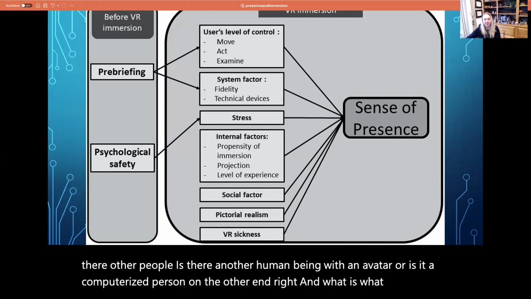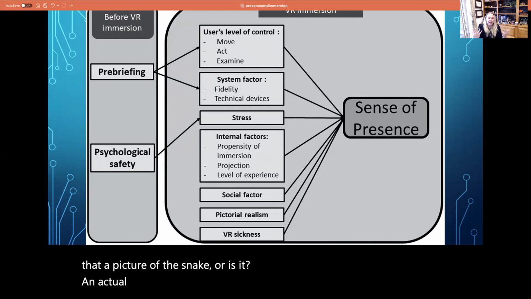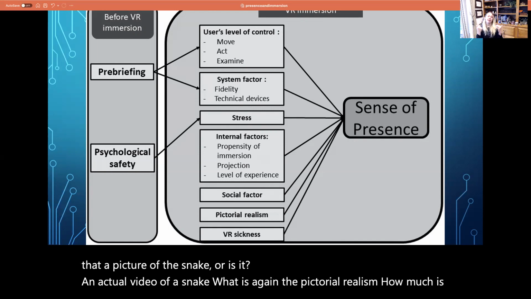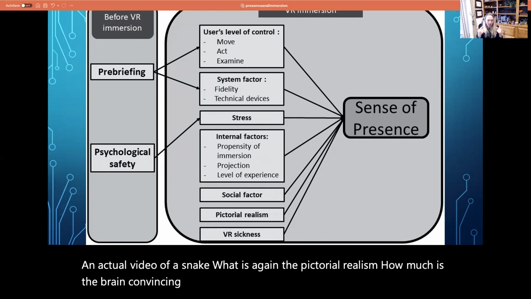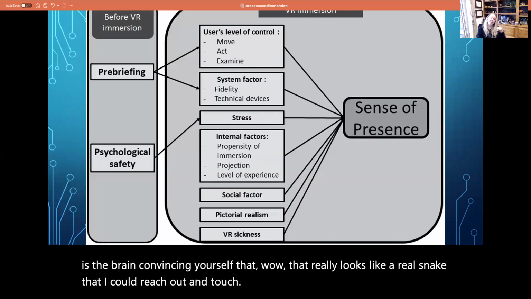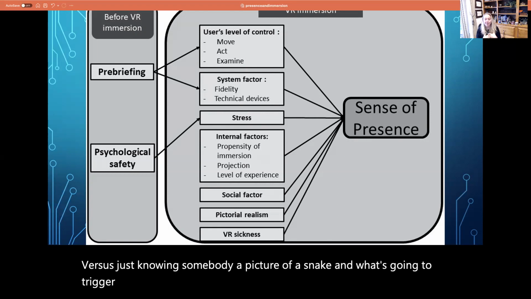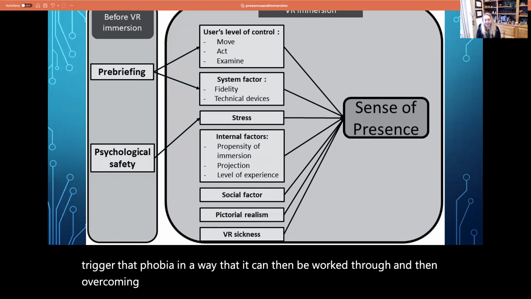Is it a picture of the snake, or is it an actual video of a snake? What is again the pictorial realism? How much is the brain convincing yourself that, oh wow, that really looks like a real snake that I could reach out and touch? Versus just showing somebody, say, a picture of a snake, and what's going to trigger that phobia in a way that it can then be worked through. And then overcoming the VR sickness and some of the motion sickness that somebody can experience.